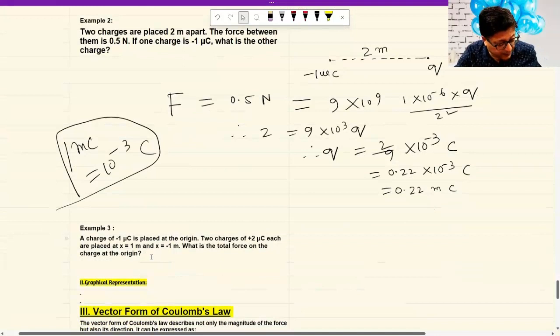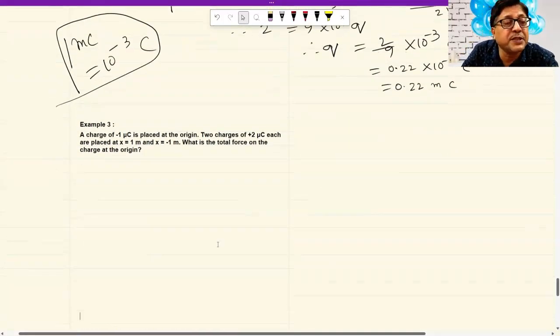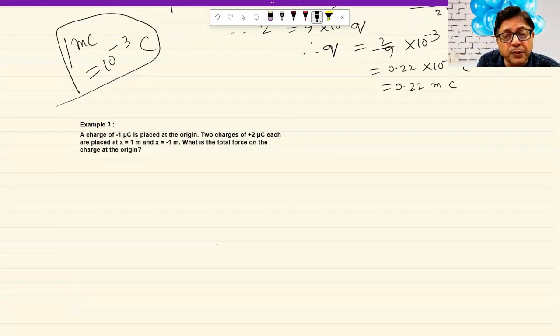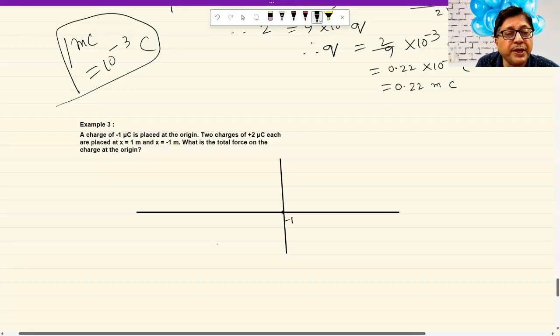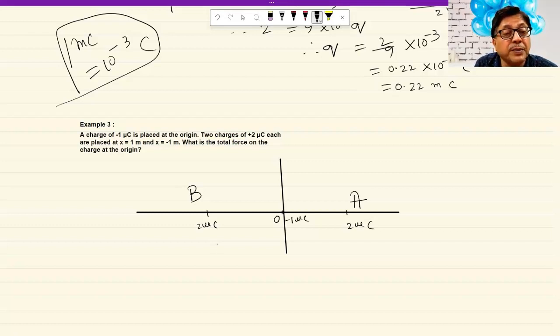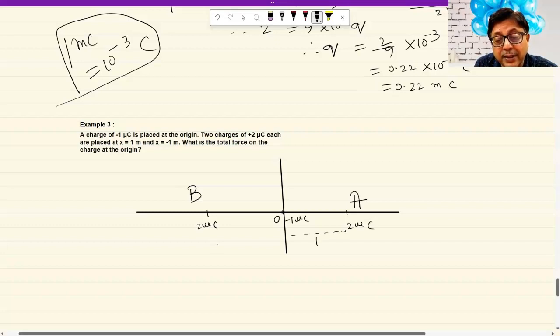Now I am going to discuss another problem with you before we start its graphical representation. Charge -1 microcoulomb is placed at the origin. Two charges, 2 microcoulomb each, are placed on either side, this is point A, this is point B. The distance is 1 meter, and this one also 1 meter.